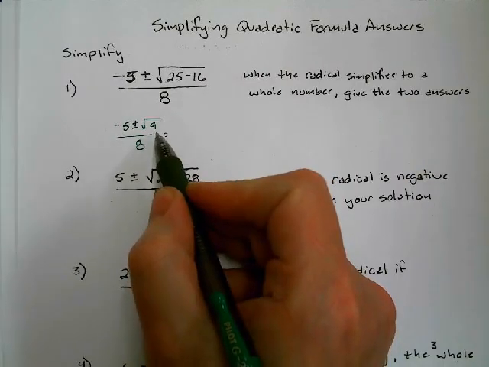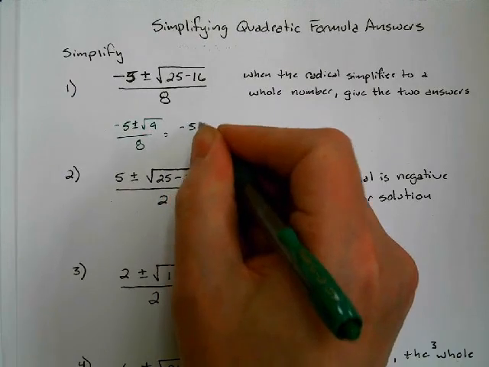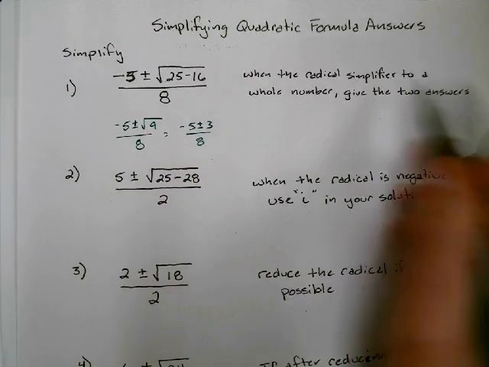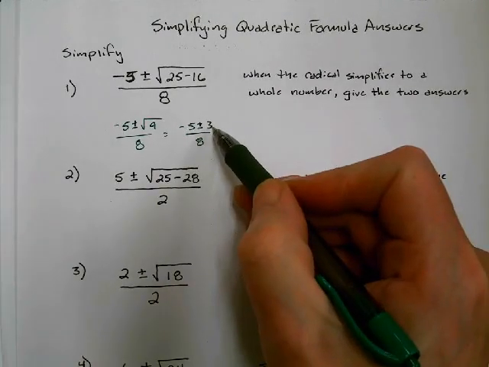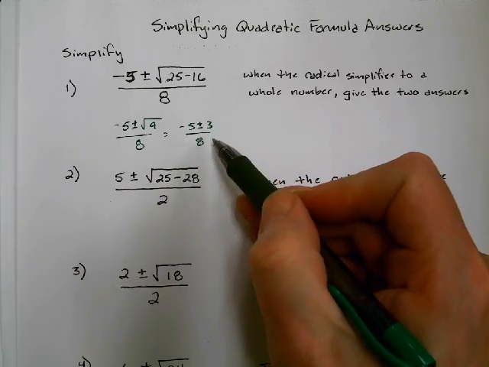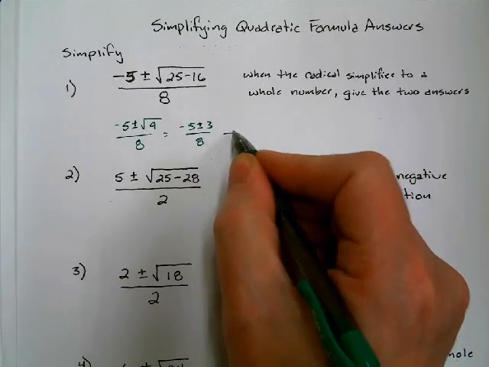And then the radical root 9 is going to become 3. So this is a situation where the radical has simplified to a whole number. So it's rational now instead of being irrational as a radical. When this happens, we don't leave our answer looking like this. What we do is we split it up into two answers.